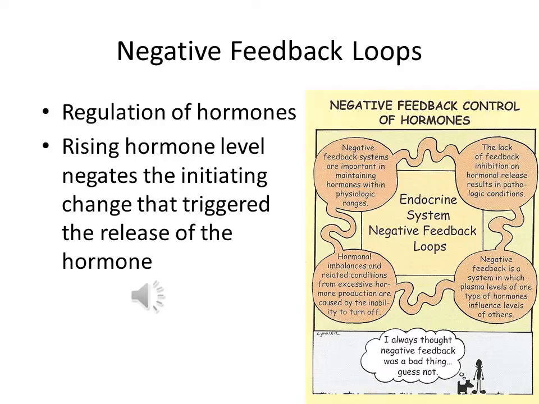Alright, negative feedback loops. Negative feedback loop is for the regulation of hormones. If you have a rising hormone level, it negates the initiating change that triggered the release of the hormone. So what does that really mean? The feedback loop describes endocrine regulation, so regulation of hormone secretion by hormones themselves. Endocrine glands respond by increasing or decreasing the amount of the hormones secreted. Hormone secretion is determined by the hormonal levels in the circulatory system.